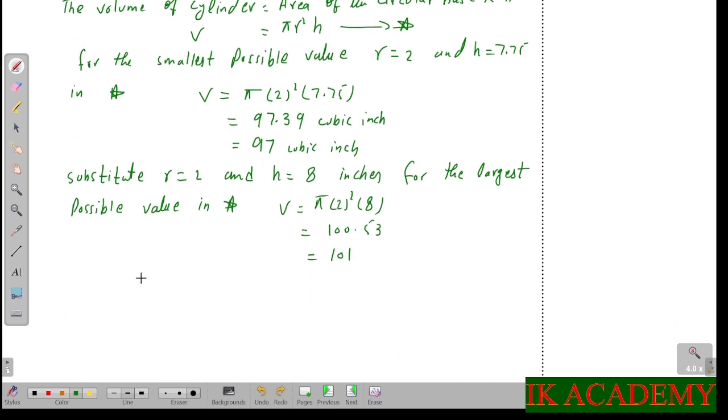So I can write down here the possible values are the integers from 97 to 101 inches. Let's move to the next question.